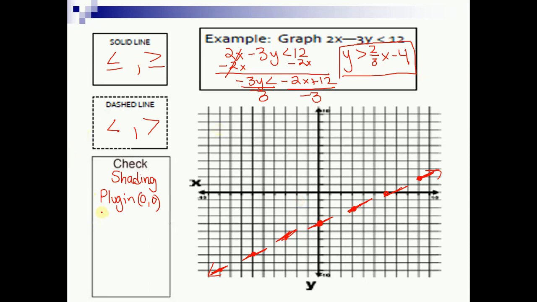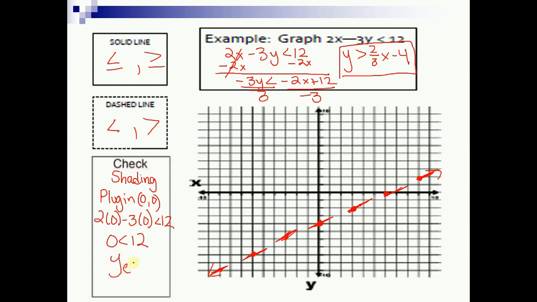So if I put my 0 in, I'm going to get 2 times 0 minus 3 times 0 is less than 12. Here's the best thing about 0. These guys are going to cancel off, making me a 0. And then I need to ask myself, is this a true statement? Is 0 less than 12?